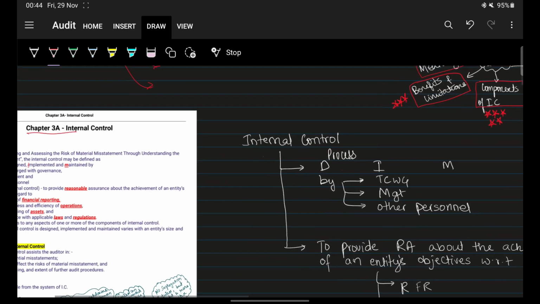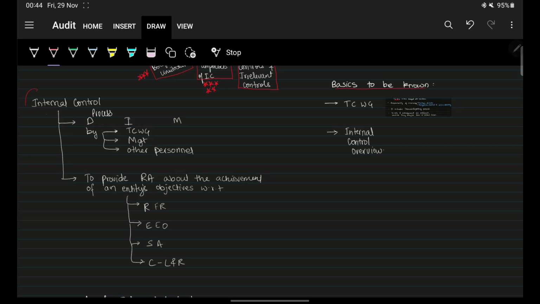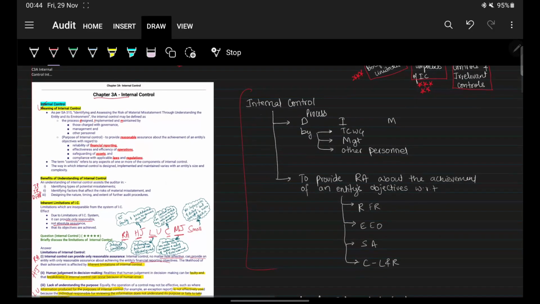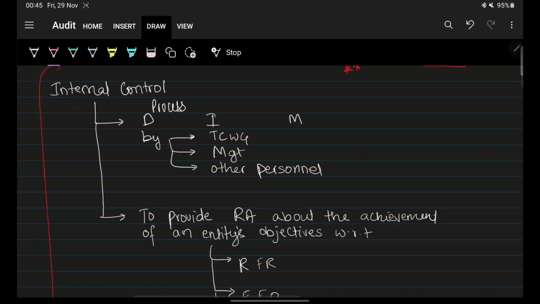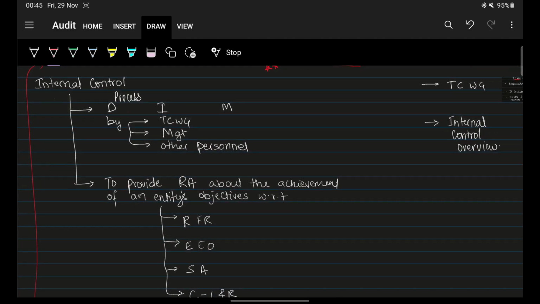First I'm just going to explain through this flowchart, and then we're going to jump into the material. This material is from Edu 91. Next, let's just jump into the meaning of internal control. What is internal control?